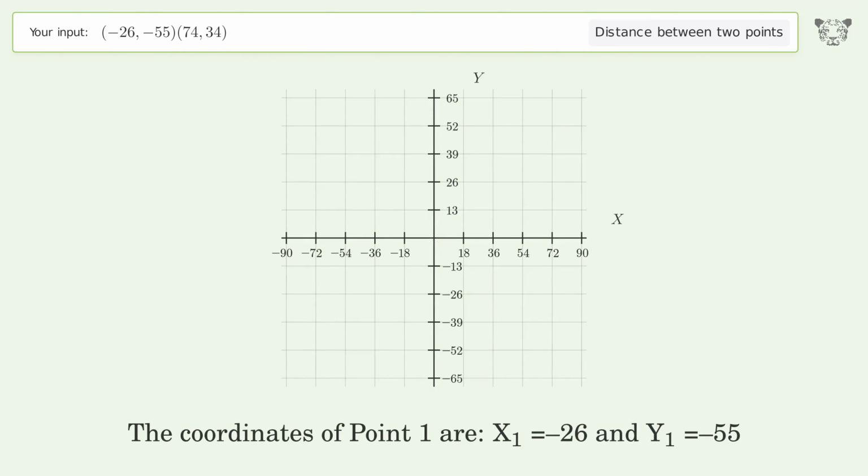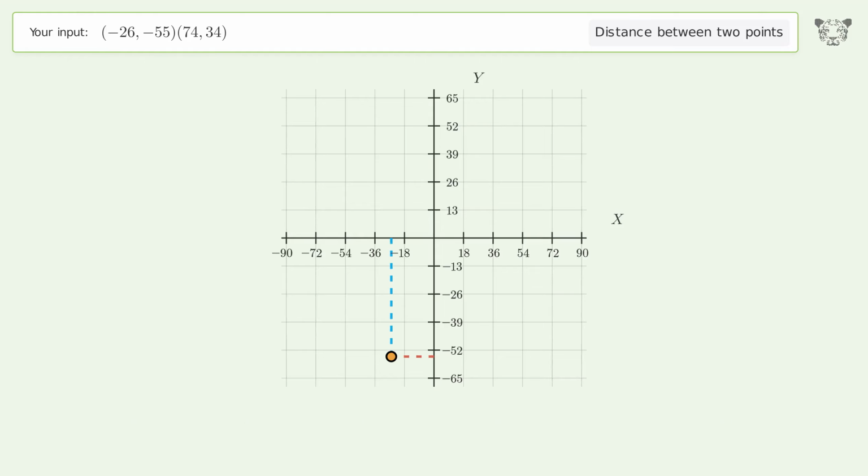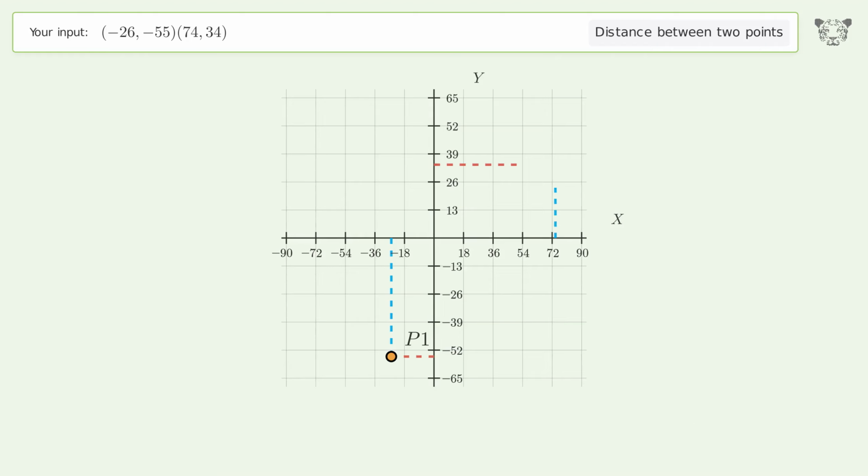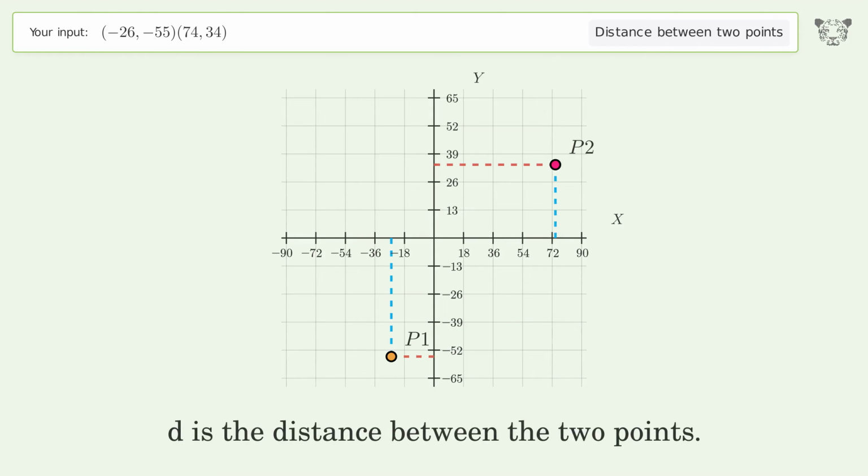The coordinates of point 1 are x1 equals -26 and y1 equals -55. The coordinates of point 2 are x2 equals 74 and y2 equals 34. D is the distance between the 2 points.